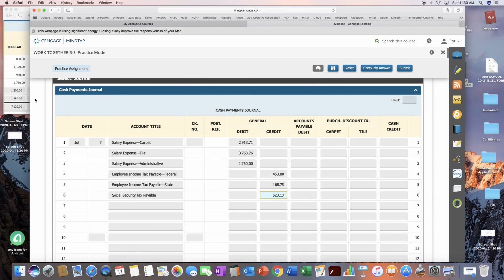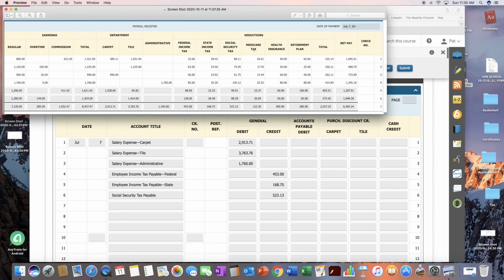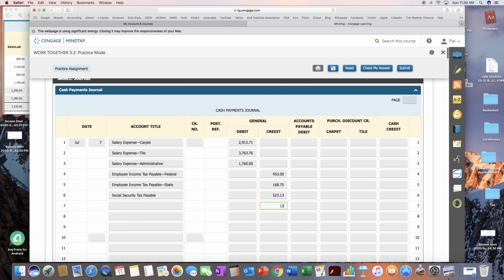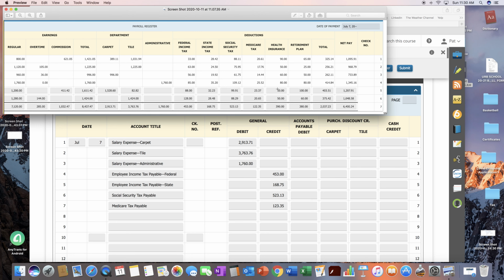523.13. On our payroll register deduction, Medicare tax. And the Medicare tax is 123.35, I think that's what it said. And it's Medicare tax payable. Now we have health insurance, which we're going to call medical insurance payable.